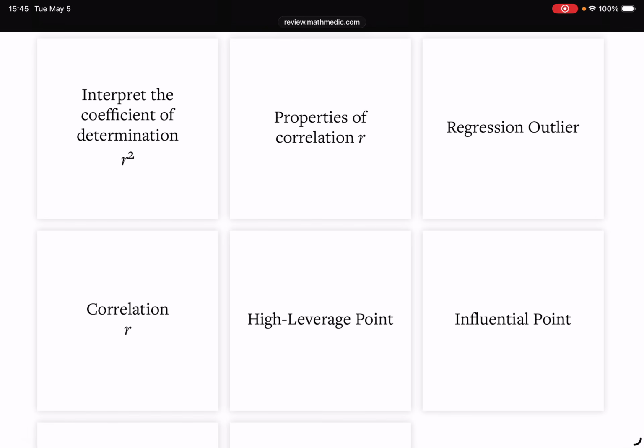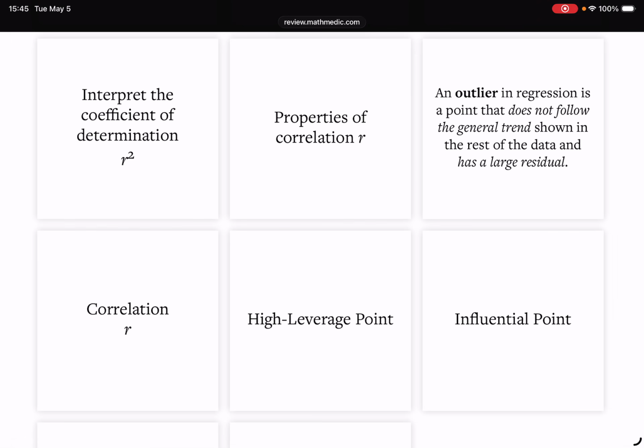Next one is regression outlier. An outlier in regression is a point that does not follow the general trend shown in the rest of the data and has a large residual. So remember, if we had a dot plot, okay, and we had our predicted line, our y hat value, the majority of the points should be near the line. If we have a point that is drastically outside of that, then we would call that an outlier.